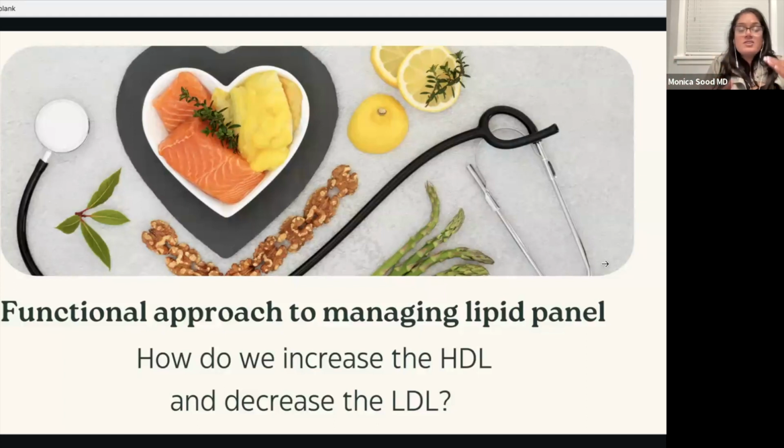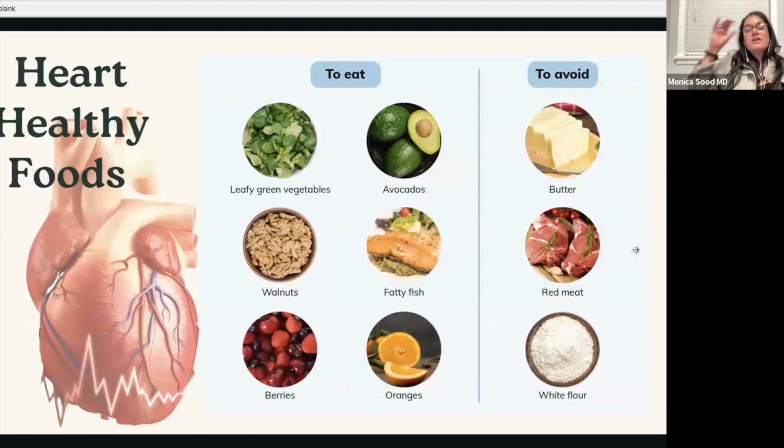We all know the exercise, you've got to increase exercise. It helps with every single panel marker. But when it comes to foods, unfortunately, when you have high cholesterol, people get scared and they say you need a low fat diet. But I am going to argue that you actually need to increase your fats, but you need to increase the right fats.